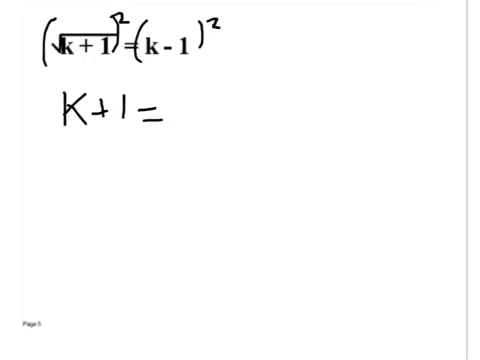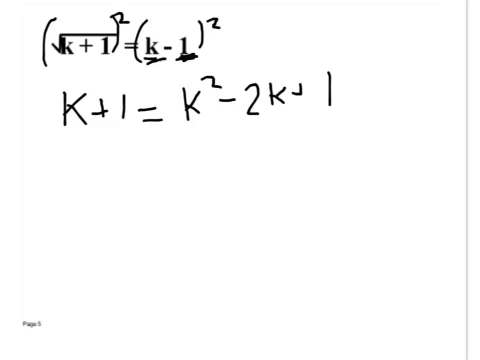Now we have k minus 1 squared, which is a difference of squares. Remember this? It means the first number squared, minus 2 times the first number times the second number. 2 times 1 is 2, 2 times k is 2k. Then plus the second thing squared, which is 1 squared, 1. Everybody with me?